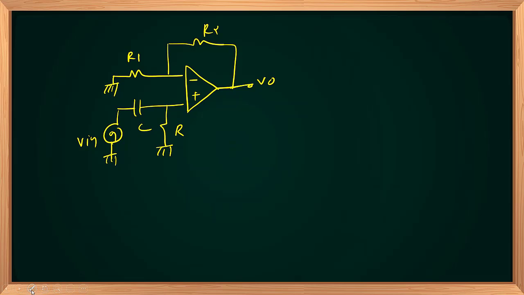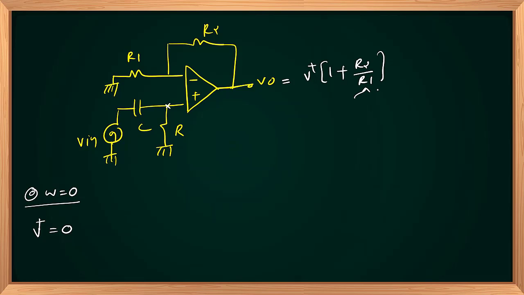As we discussed earlier, at omega equal to 0, the capacitor acts as an open circuit. So the voltage V plus, the voltage at this node, is the same as 0. It's a non-inverting amplifier. Its output is always equal to V plus multiplied by 1 plus R2 upon R1. Initially R1 was infinity, so V out was equal to V plus only. So at omega equal to 0, the capacitor is open, V plus equal to 0, hence V out by V in is also equal to 0.